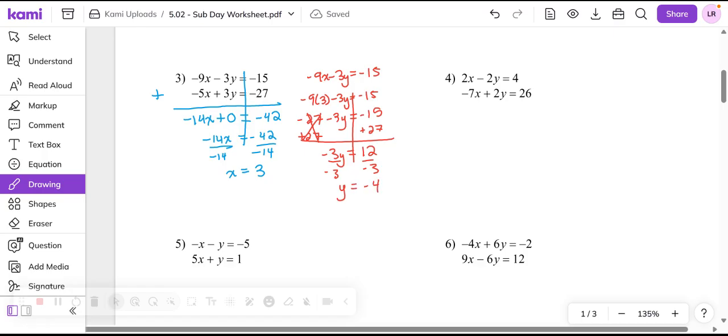So to check it, I'm putting 3 in for x. Negative 9 times 3 is negative 27. I'm going to put negative 4 in for y. Negative 3 times negative 4 is positive 12. And yes, that does equal negative 15. For the second equation, negative 5 times 4 is negative 20. 3 times negative 4.